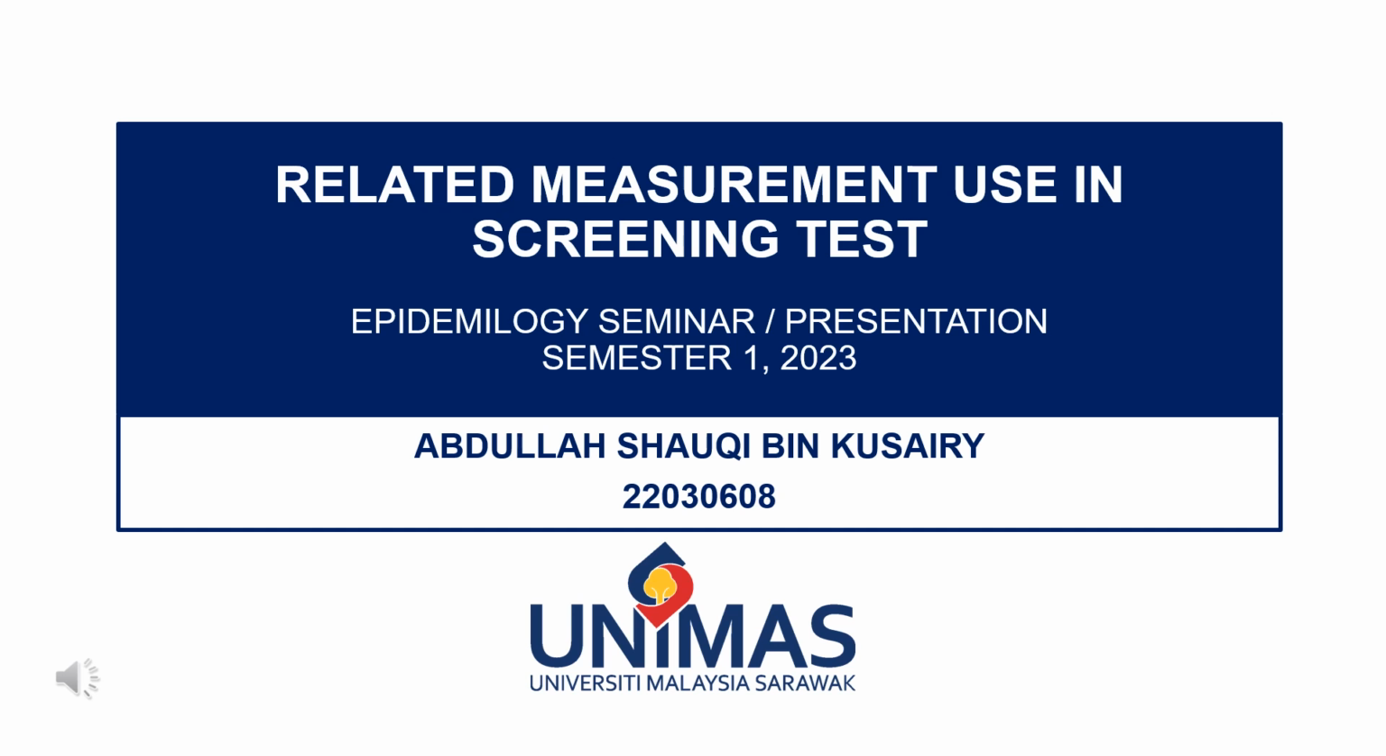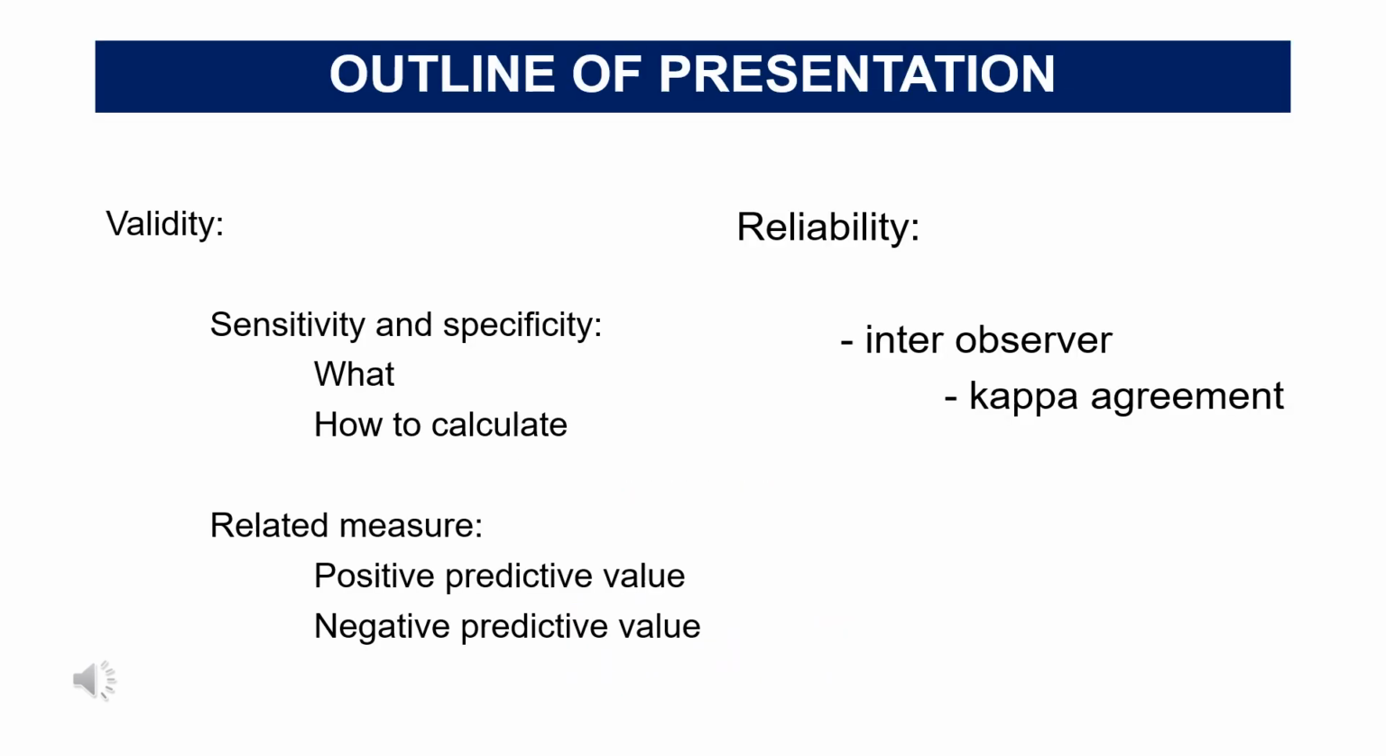2022 and 2023. For assignment 2 in the Epidemiology course, I have to conduct a seminar presentation regarding a topic on certain concepts of epidemiology. The topic is related measurements used in screening tests, which include validity and reliability tests. We will be looking at the calculation of sensitivity and specificity, how they are calculated, and two related measurements, which are positive and negative predictive values. And we also will be looking at Kappa agreement calculation, which is used to assess inter-observer reliability.